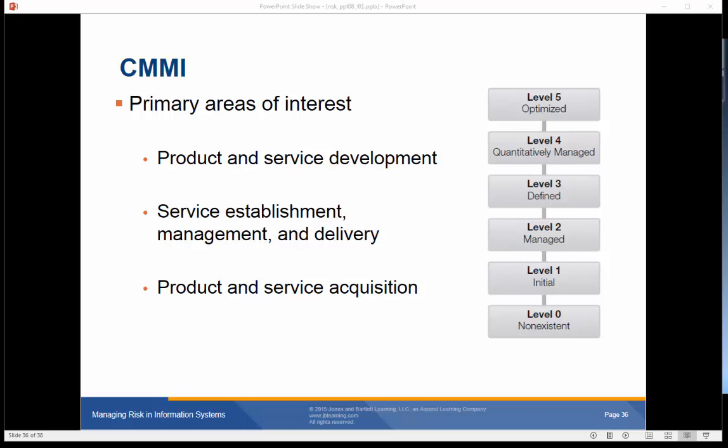CMMI can be used in 3 primary areas of interest: product and service development, service establishment, management and delivery, and product and service acquisition. So basically the capability maturity model is designed specifically to integrate an organization's process improvement activities across disciplines. A practical introduction to integrated process improvement provides a concise introduction to the CMMI product suite.